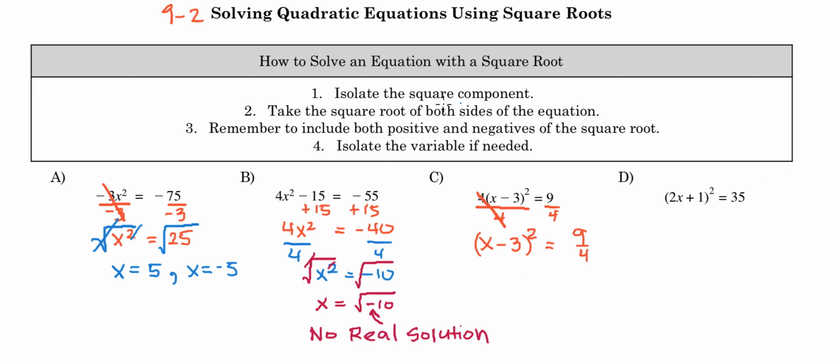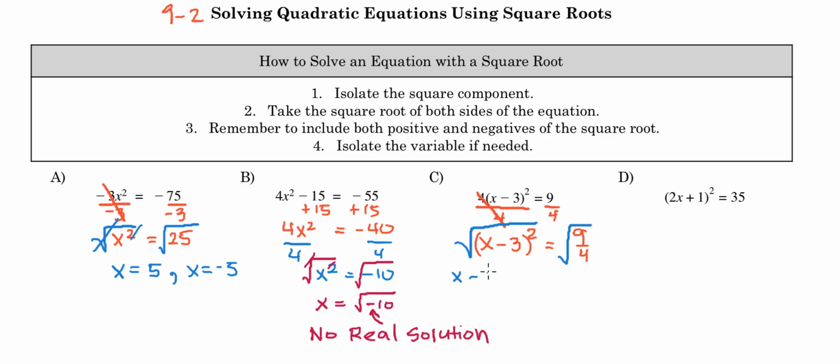Since the square component is isolated, we're now going to square root both sides to get rid of that little 2. So we're going to get rid of the power of 2 by square rooting both sides of the problem. Step 3 says when you square root both sides, you need to remember to keep positive and negative versions of those square roots.